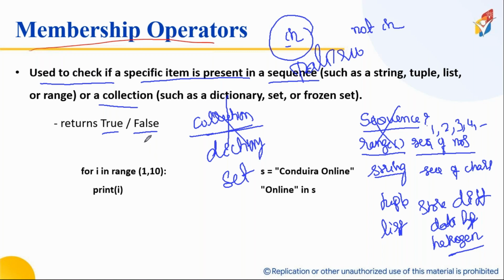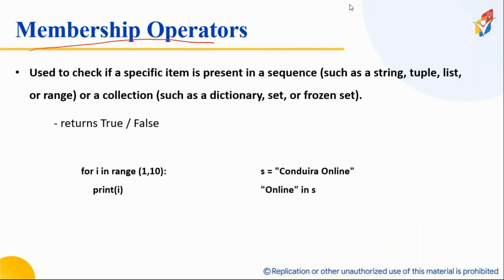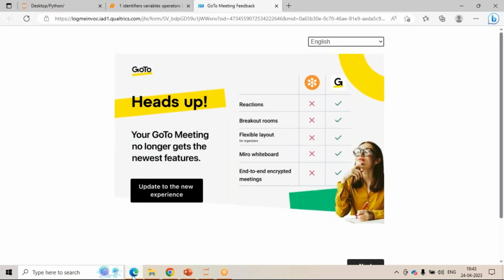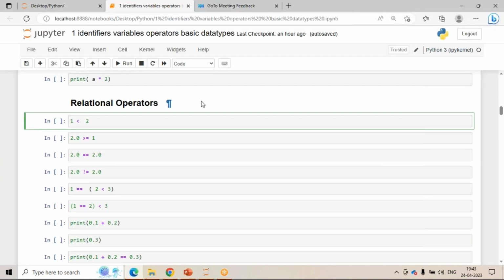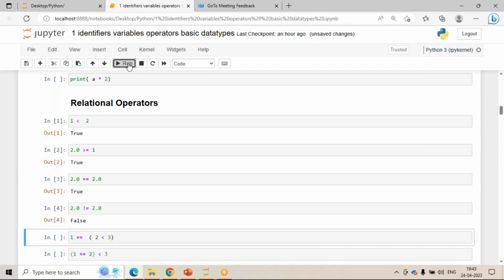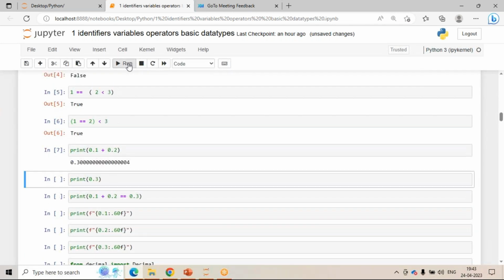Now, let me go to the Jupyter notebook and demonstrate each and every example we have discussed till now. Everyone look here. Is the screen okay? Now let me run all these a little bit faster and go to the last example. We have already discussed all these examples, so I'm going a bit faster.